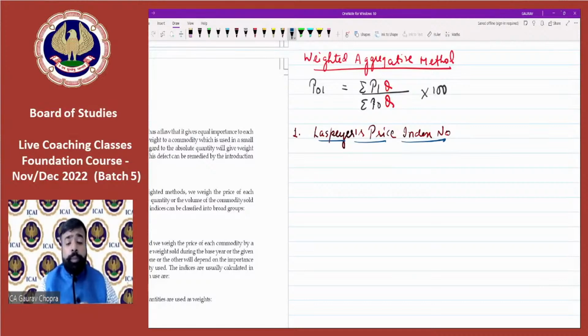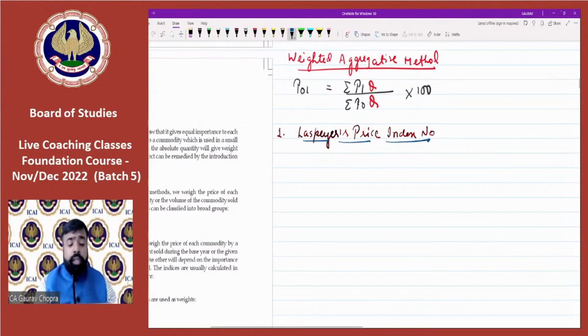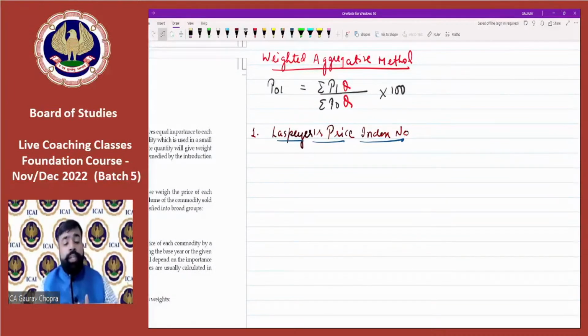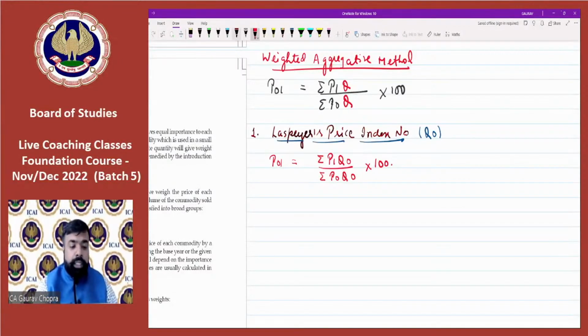Now, Laspeyres ने क्या किया? Laspeyres said, I will take base year quantity as weight. तो Laspeyres ने सोचा मैं किसको weight ले लेता हूँ? Base year की quantity को. So Laspeyres took Q0 as the weight. And according to Laspeyres, what becomes the formula? P01 equal to sigma P1 Q0 upon sigma P0 Q0 multiplied by 100. So this becomes the formula for Laspeyres price index number.